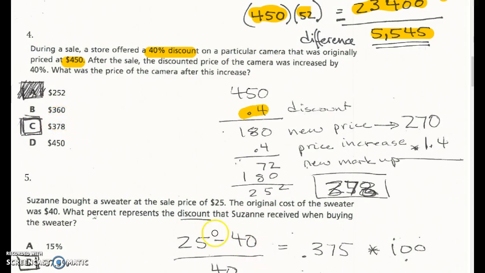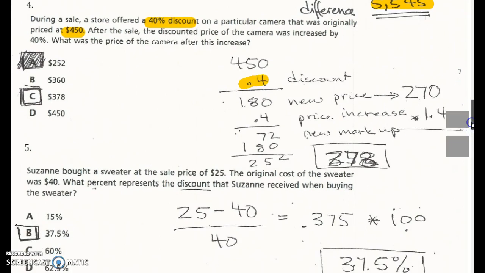I'm not going to spend too much time on 5 because it is the same thing we have done 10,000 times. The original price minus the discount, divided by the original price, 0.375 times 100, and answer choice B. Moving down to question 6. You can see that answer choice 6 is there. Moving down to my next question.